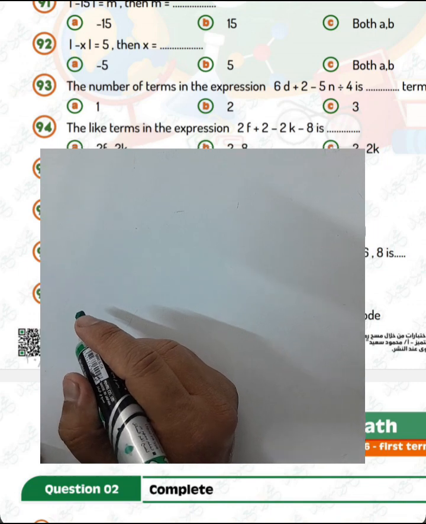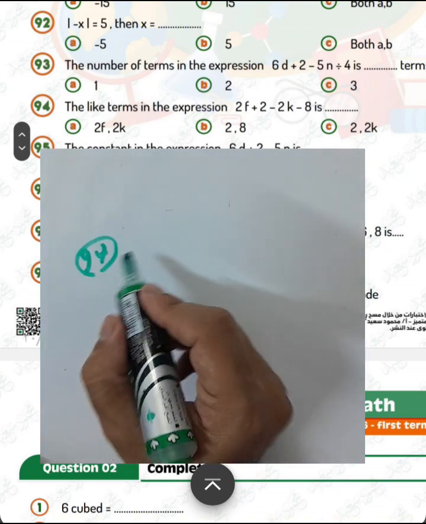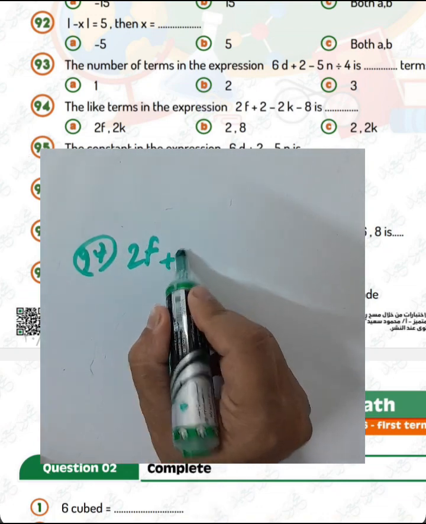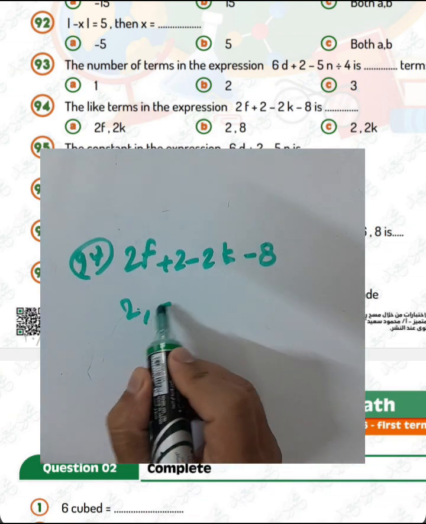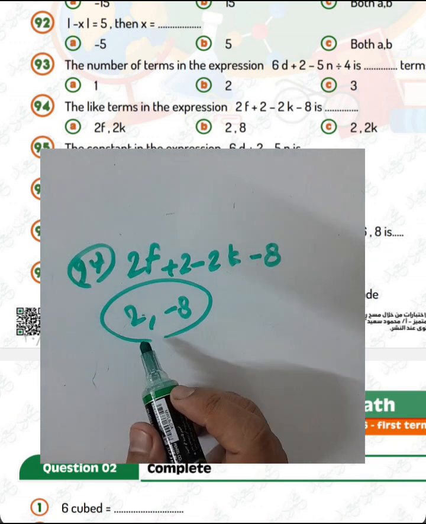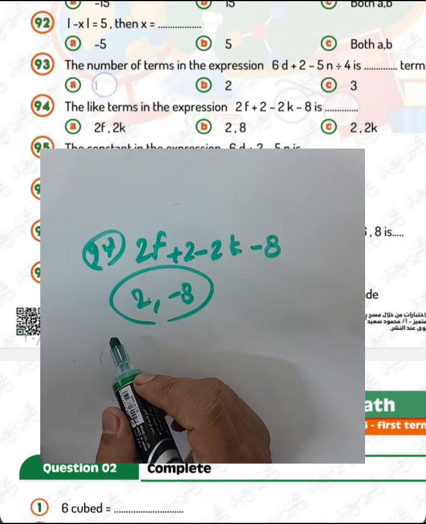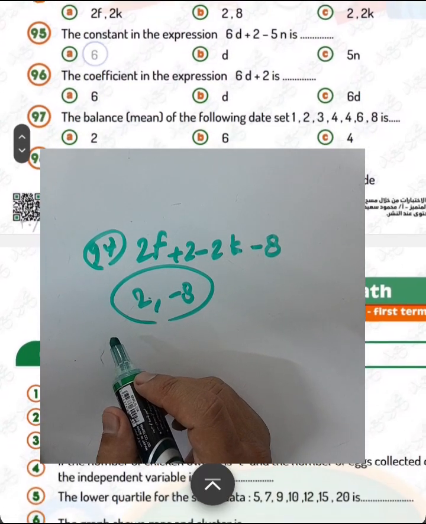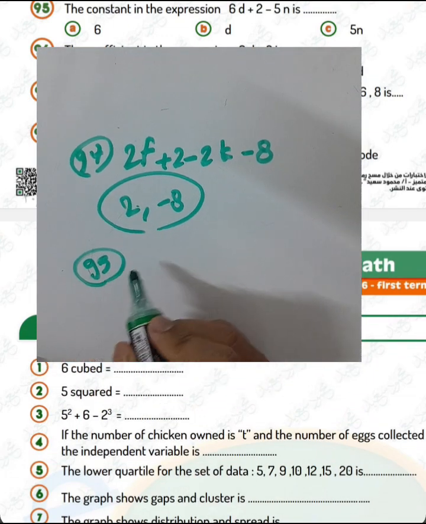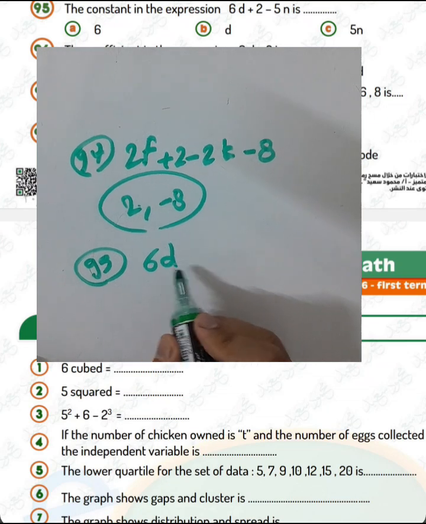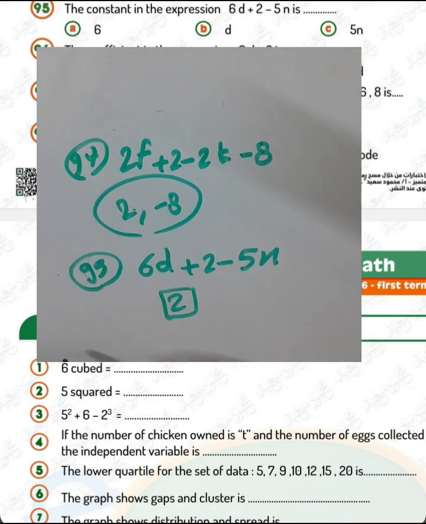Question 94. The like terms in the expression 2f plus 2 minus 2k minus 8. The like terms here are 2 and negative 8. Question 95. The constant in the expression 6d plus 2 minus 5n. The constant here will be 2. We call 2 the constant, okay?